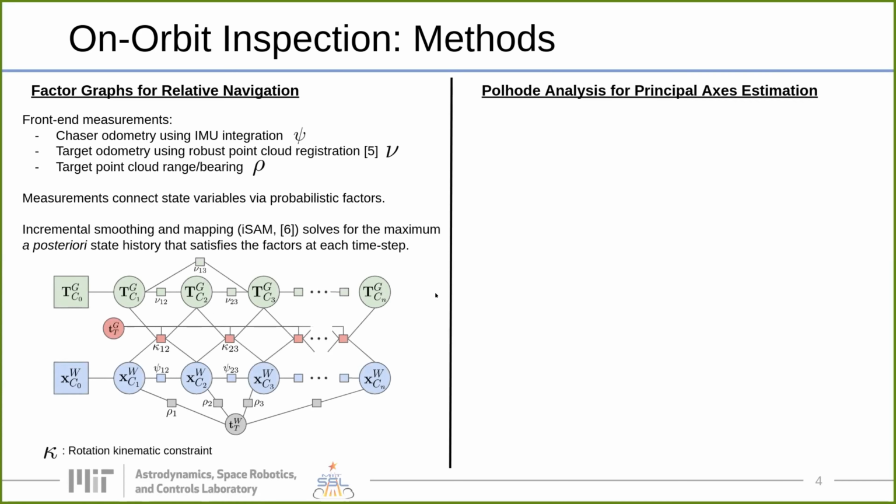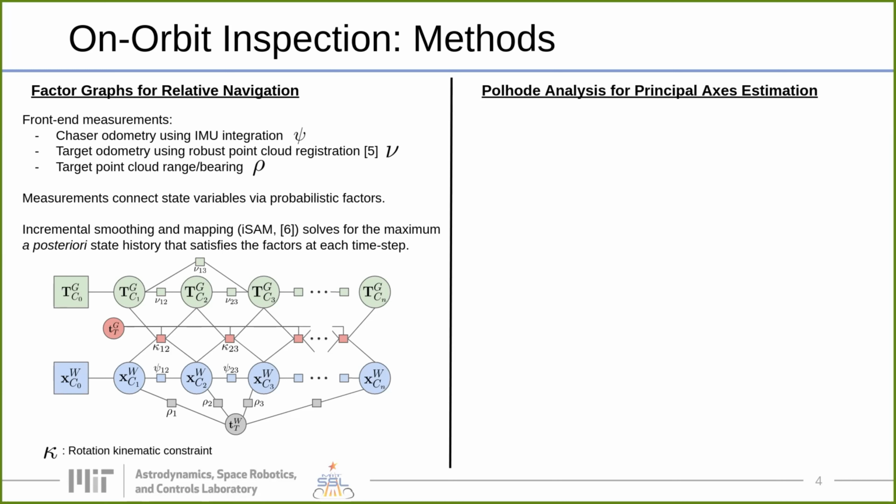And so you can see an image of this. On the top is the green, which is the target pose chain at each step, and you're getting these point cloud odometry factors as it rotates, connecting the variables. The bottom, the blue, is the chaser pose chain, which you're connecting via IMU odometry. And then you're connecting them via these rotation kinematic constraints that allow you to resolve the full relative navigation problem.